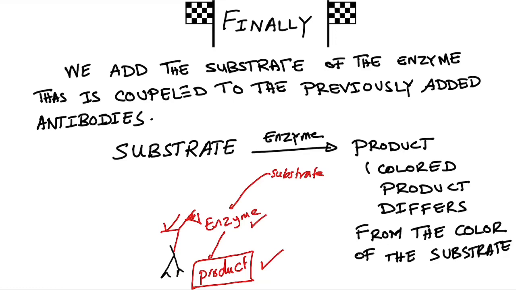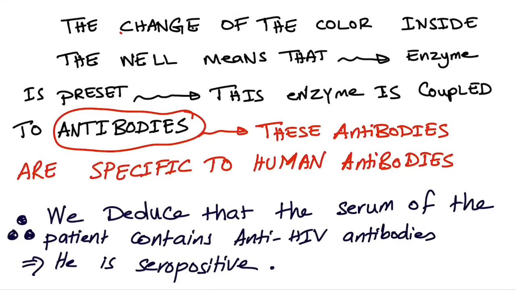To know if the product is obtained or not, we use a colored product. So the change in the color inside the well means that the enzyme is present, this enzyme is coupled to antibodies. These antibodies are specific to human antibodies that we are searching for, and as a result the patient is seropositive. And as we discussed previously, seropositive indicates the presence of antibodies against a certain disease.